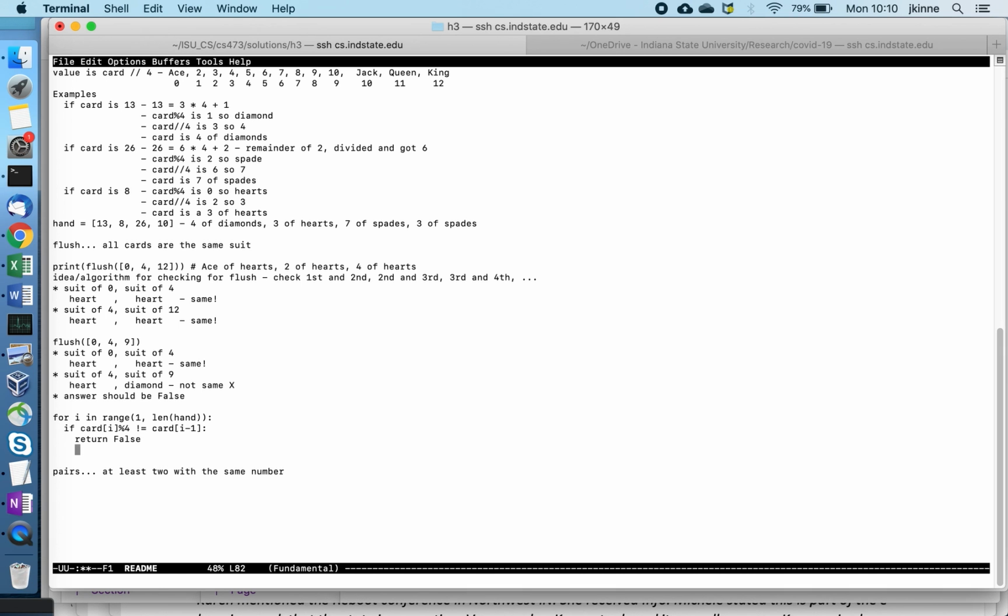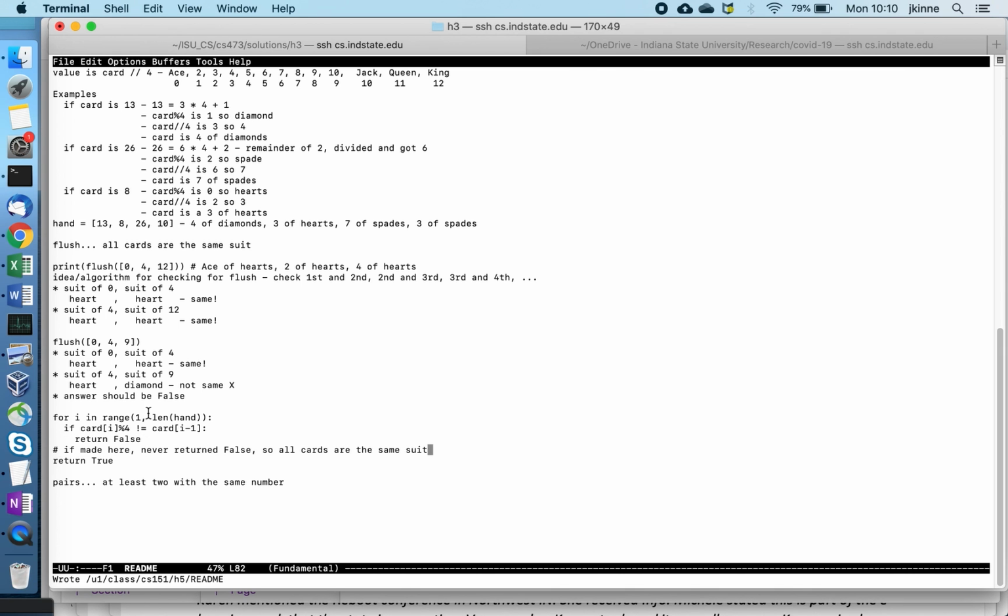So that's the logic. If we're inside of this loop, we're checking the ith card, the suit, and the i minus first card, the suit. If we're checking those and they're different, this hand is not a flush. So we can return false because we don't have to look at the rest once we find 2 cards that are different. If we get done with the loop and we never returned false, if we made it here, all cards are the same suit.